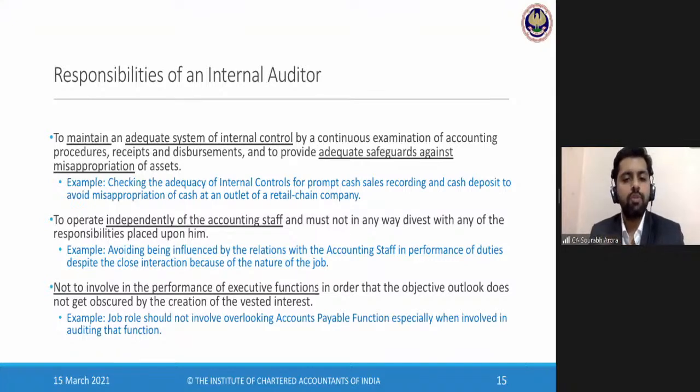Third is not to involve in the performance of executive functions. So whenever the internal auditor is an employee of the company, many a time he is also given some responsibility of executive functions. But it is the duty of an internal auditor to maintain his independence, and for that he needs to avoid the performance of executive functions in order to have an objective outlook that does not get obscured by the creation of vested interest. So just to maintain independence and objectivity, the internal auditor should not involve himself in the performance of executive functions. Example, job role should not involve overlooking the accounts payable function, especially when involved in that function. So this will be a self-review, and it will defeat the maker-checker concept.